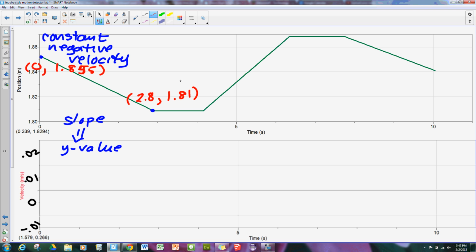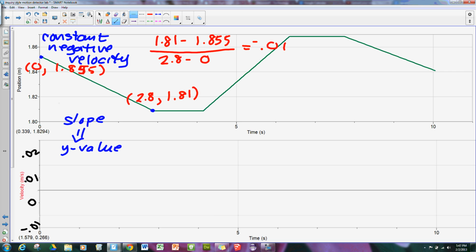So my slope formula is y2 minus y1 over x2 minus x1, which is 0. And if you put that in the calculator, you get negative 0.01. That means on my velocity time graph, I will have a horizontal line. Here's my line tool, so I actually draw a straight line here, at negative 0.01 for the time which that occurred.